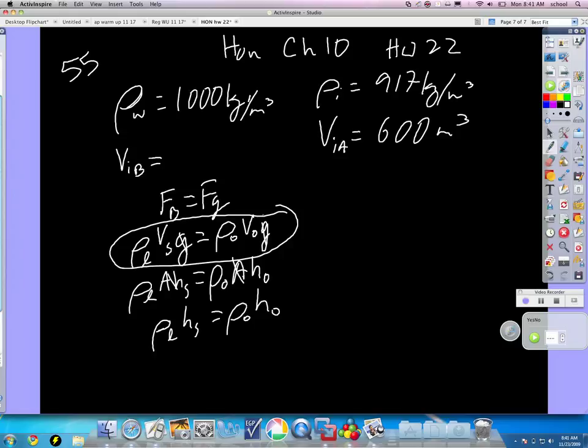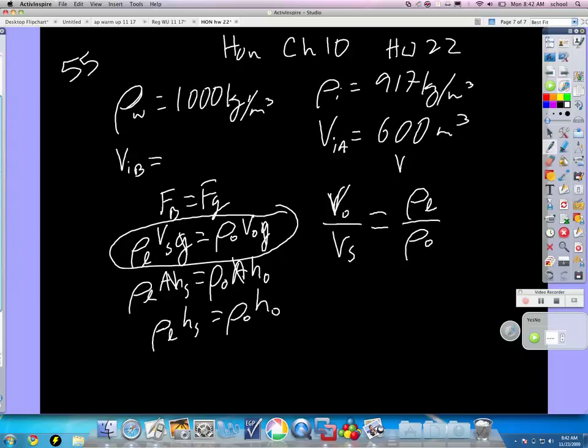Let's see, which one do we want on top? Either way. If we take the volume of the object over the submerged volume, then it's the density of the liquid over the density of the object. And then of course that's what we're looking for. VIB is the volume submerged, so we can just solve for that.